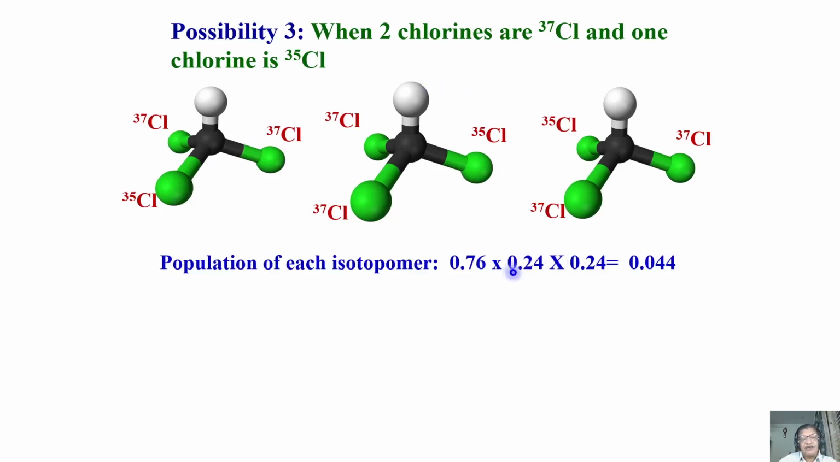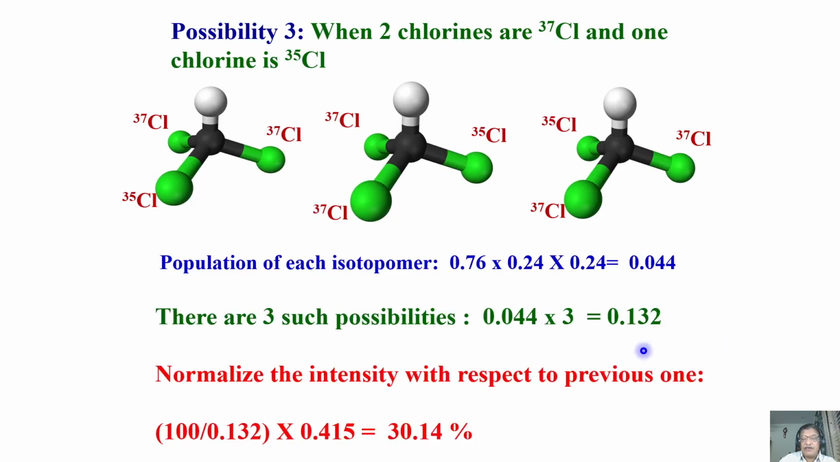Now chlorine 35 is 76%, put 0.76. Chlorine 37 is 24% abundant. There are two such chlorines, 0.24 into 0.24. You multiply. What did you get? 0.044. It is simple arithmetic. This is for one type of isotopomer, one possibility. Now there are three such possibilities. Multiply by 3. You get 0.132.